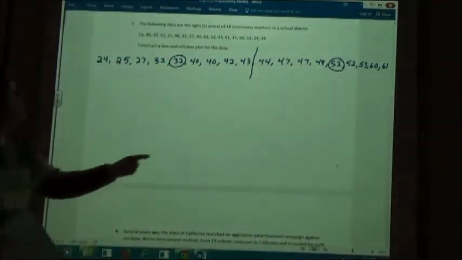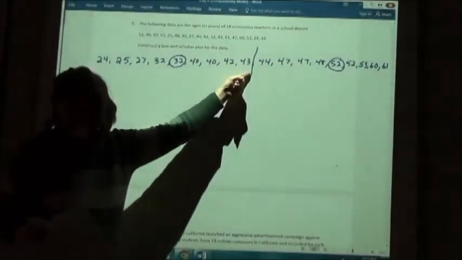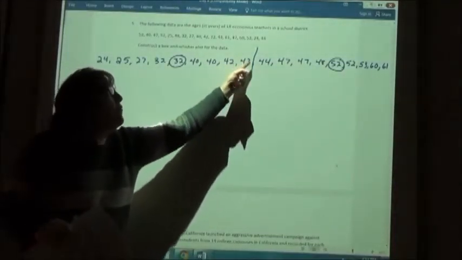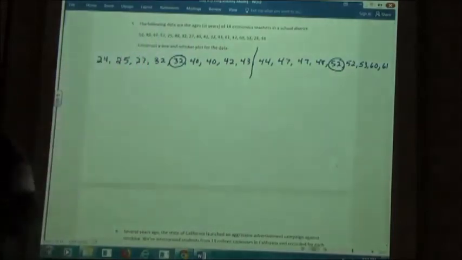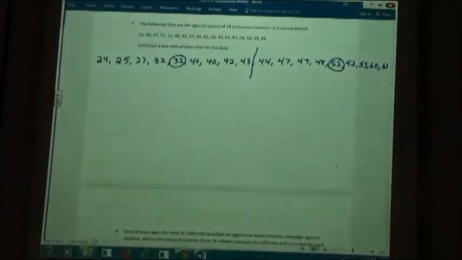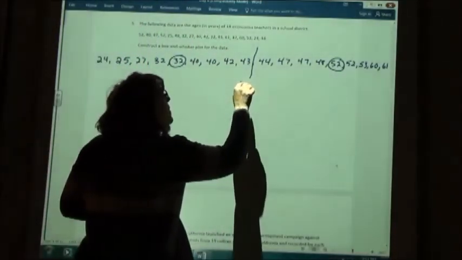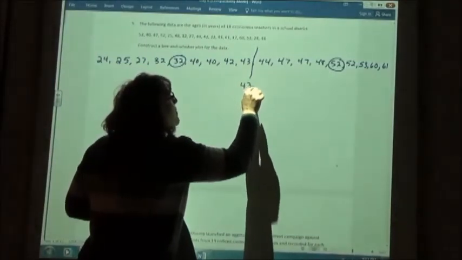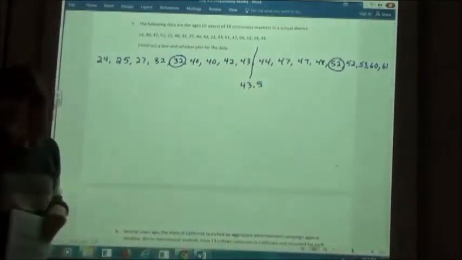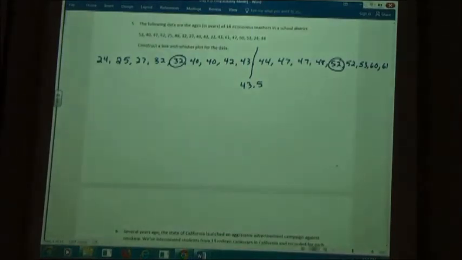So the only one I have to find the average of is my median here. Average of 43 and 44, I would be halfway between those. I would have 43.5, right? If you're not sure, add them together and divide by 2. Find the average of those two numbers.